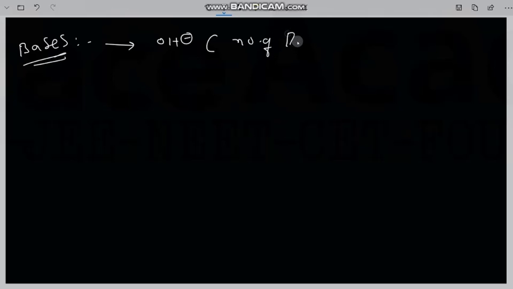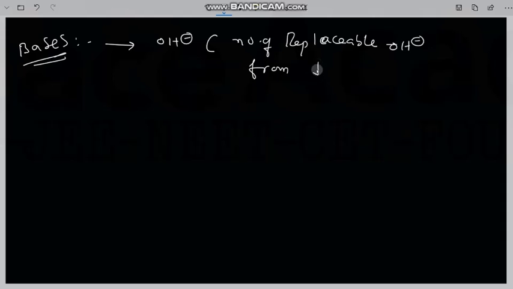Let us move on to the concept of bases. How can we find the N factor for bases? What is the actual meaning of N factor for a base? Bases are said to produce or furnish OH minus ions when they dissolve in the solvent in a chemical reaction. And this is also said to be the number of replaceable OH minus ions in the solution when 1 mole of the base is taken.